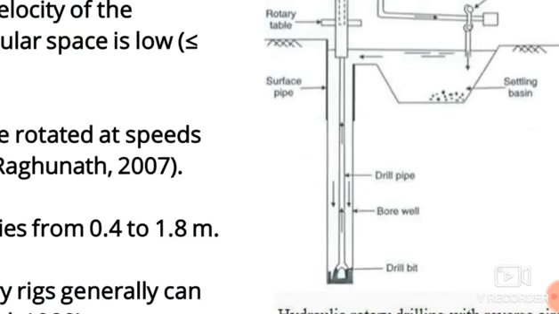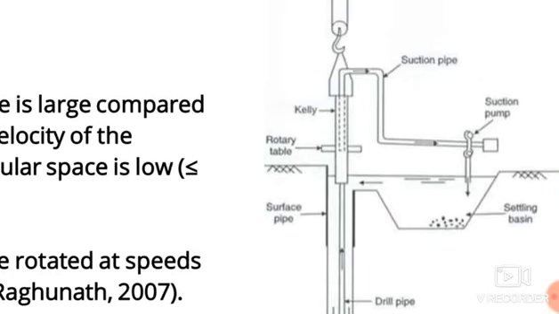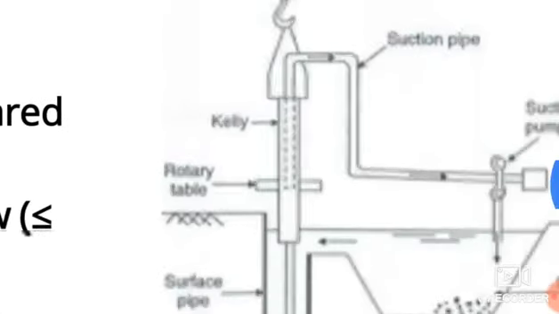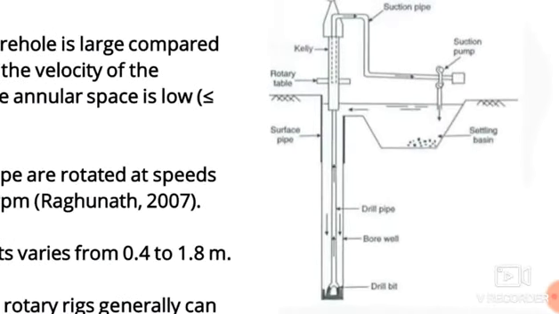The drill bit will be rotating. The drill bit is connected to a suction pipe. Here you can see a suction pipe. So the drill bit will be connected to a suction pipe. Due to the suction force, what will happen? The water plus the soil will be taken by the drill bit to the upward position.